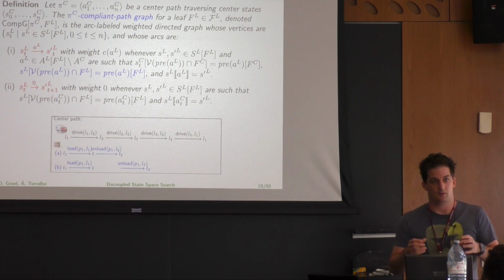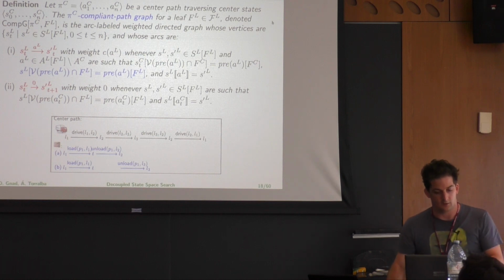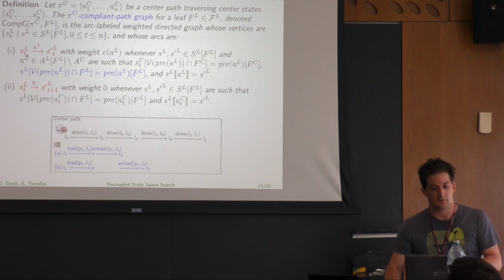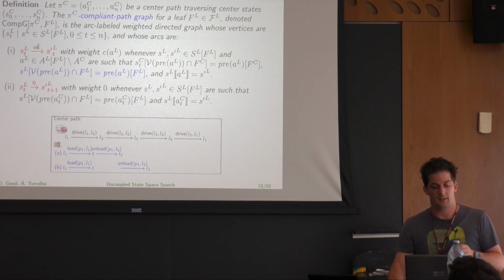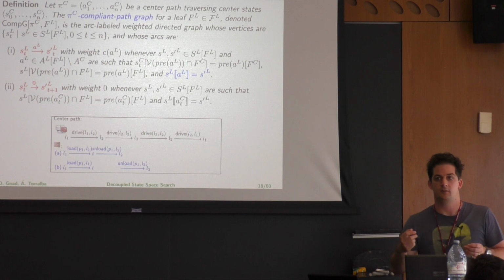This part is saying that also SL, the state that we start from, obviously needs to fulfill the leaf precondition of our action AL. And applying AL to SL gives us SL prime.